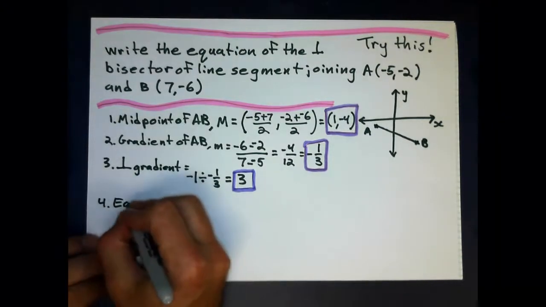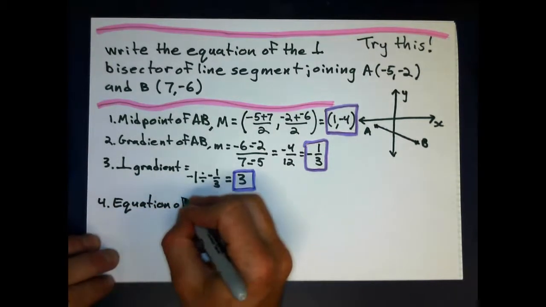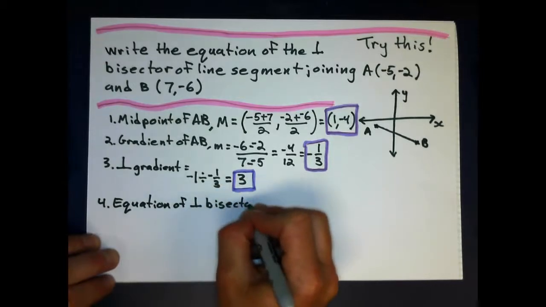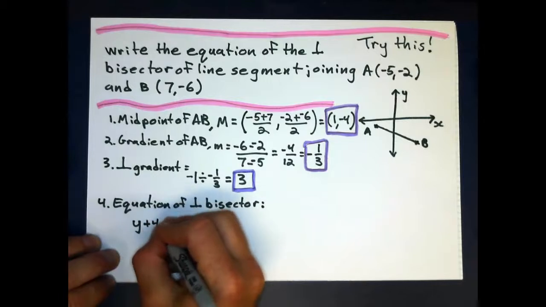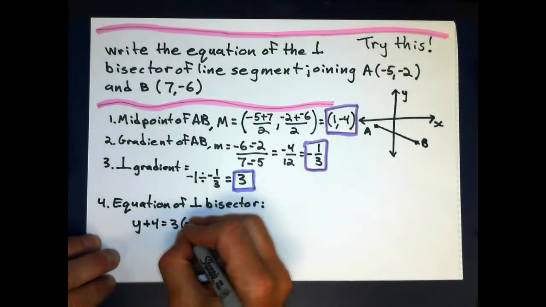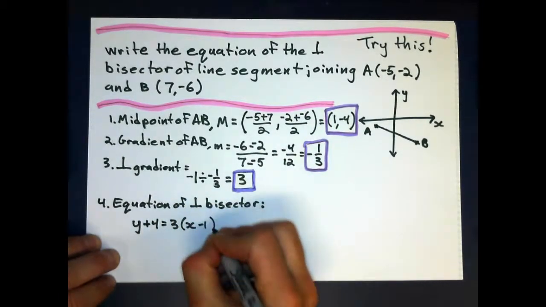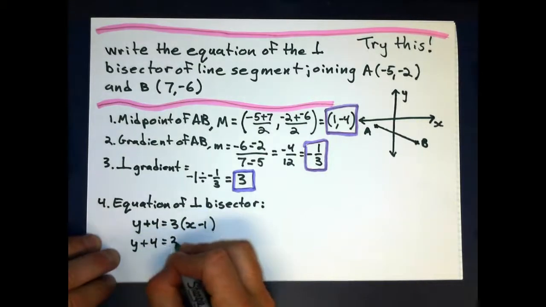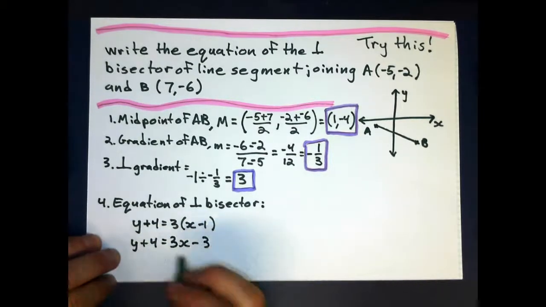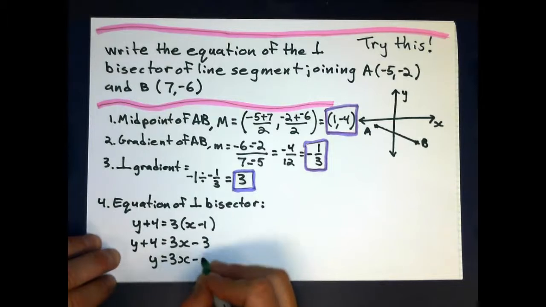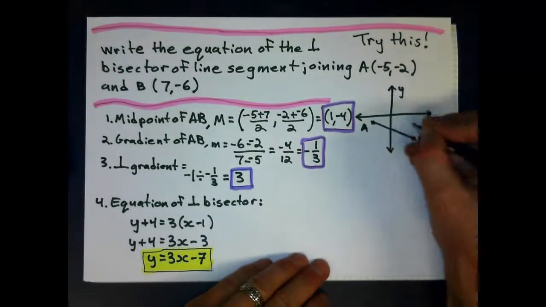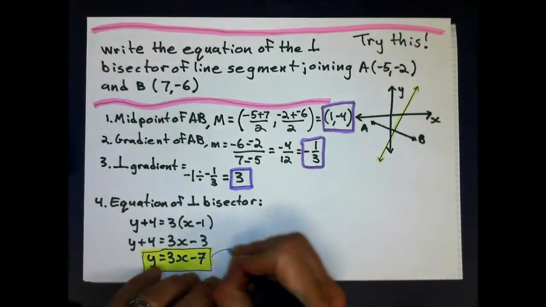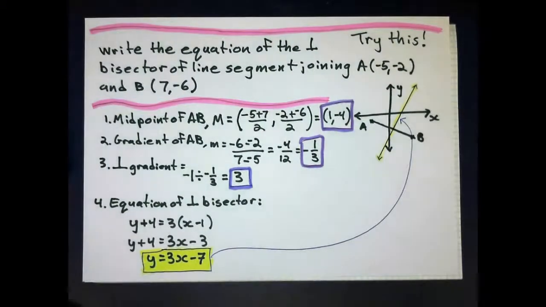That's the gradient I'm going to use for my equation of perpendicular bisector. I do y minus negative 4, which is y plus 4, equals 3 times x minus 1. Expand the 3 through, 3x minus 3, minus the 4 from the other side, and I get 3x minus 7. Form an equation of perpendicular bisector. Midpoint would be about there. There is the line, roughly. That's the equation for that perpendicular bisector.